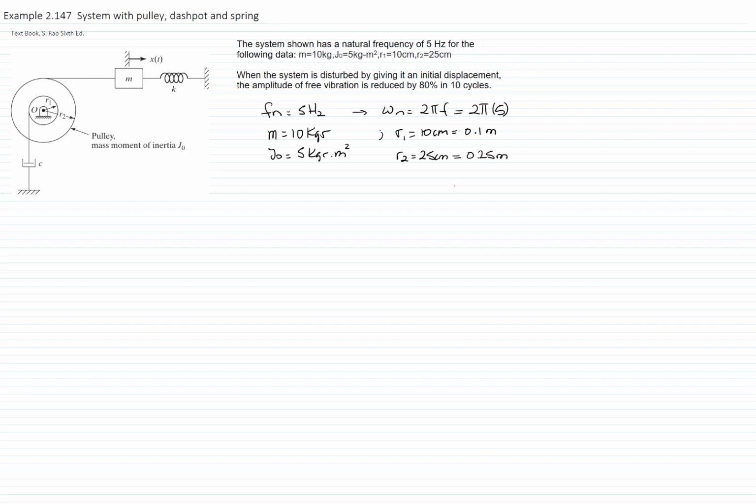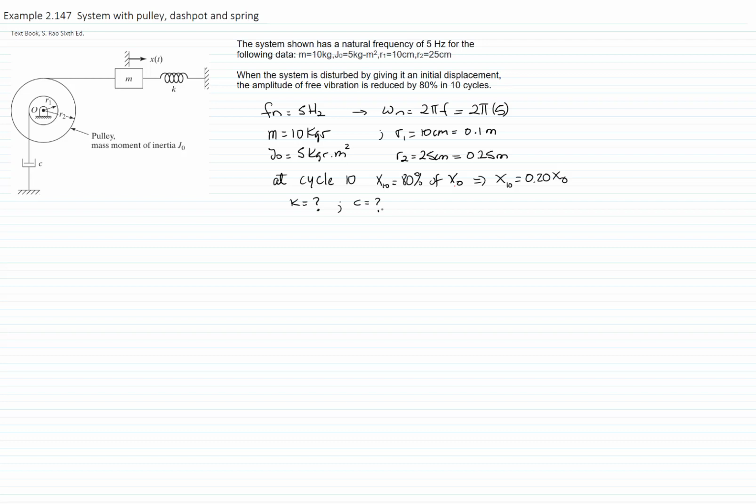We also know that at cycle 10, the amplitude decreases in 80% of the initial displacement. So we do not know the initial displacement, but we know the relationship between the displacement at cycle 10 and the initial displacement. So the displacement at cycle 10 is 0.20 times the initial displacement. And we would like to find the constant of the spring and the constant of the damper.